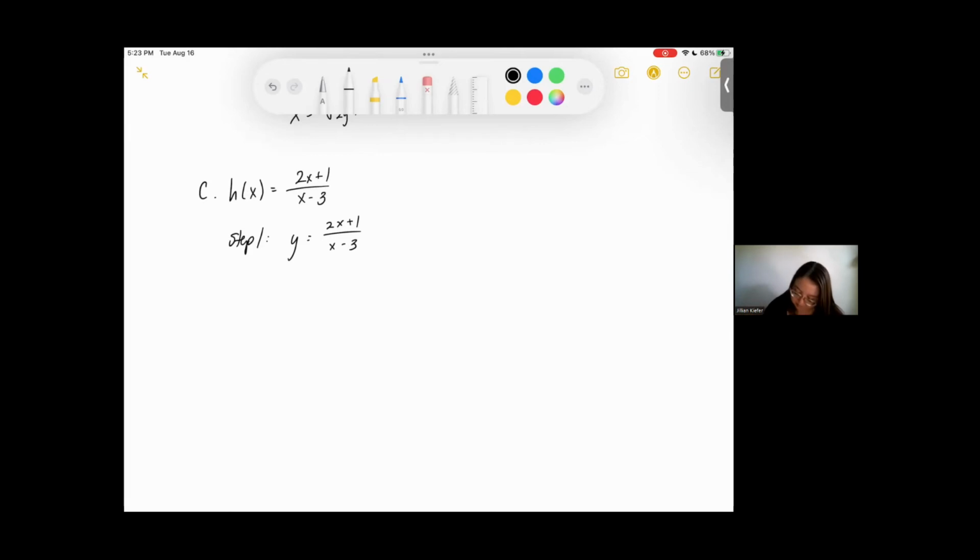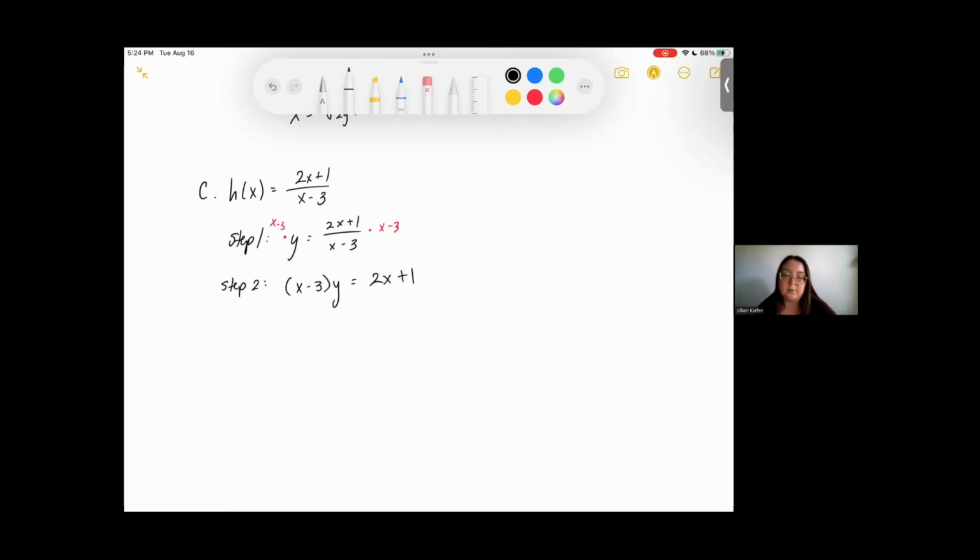So we can go ahead and start step 2, which is that we're going to solve for x. First thing, there's a fraction. Really don't want to deal with a fraction, so let's go ahead and get rid of it. Best way to get rid of the fraction will be to multiply each side by an x minus 3. This is going to give us x minus 3 times y is equal to 2x plus 1.